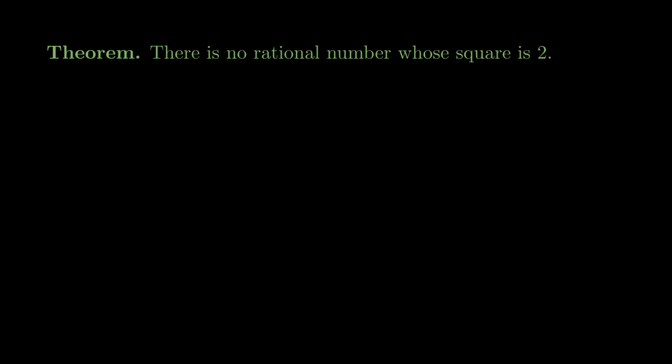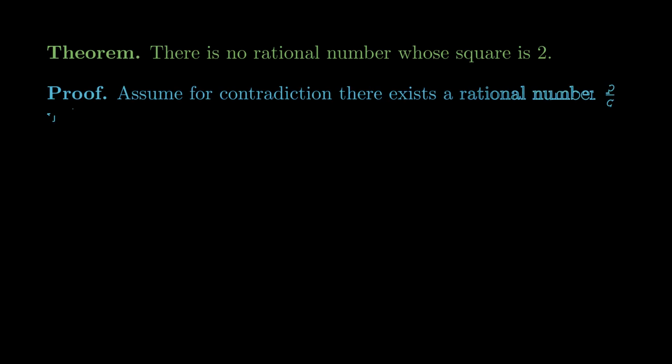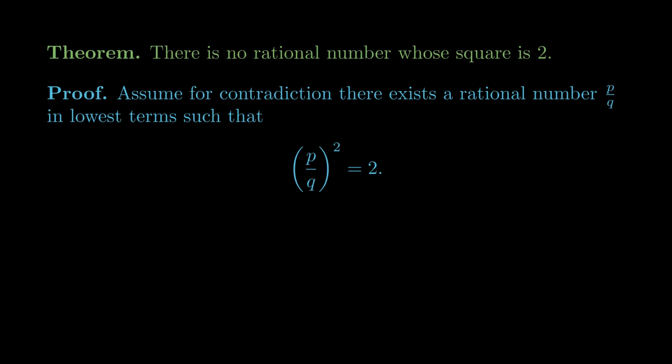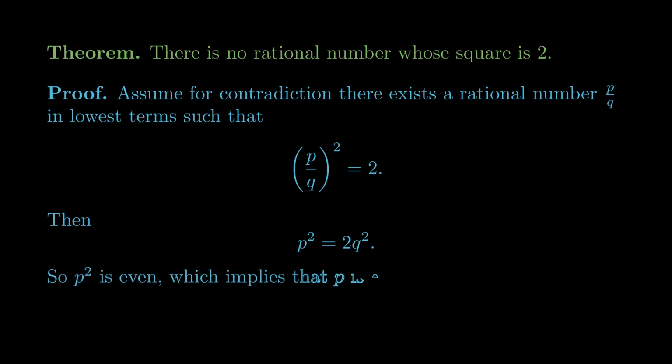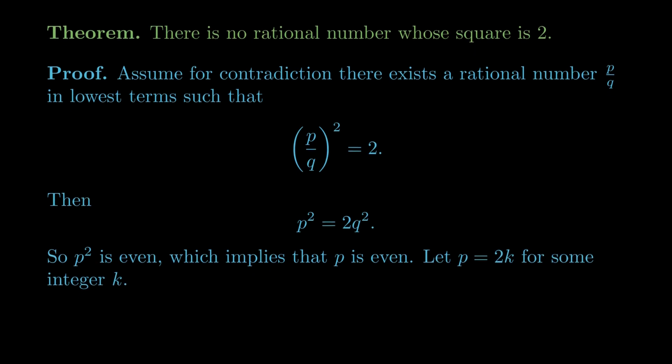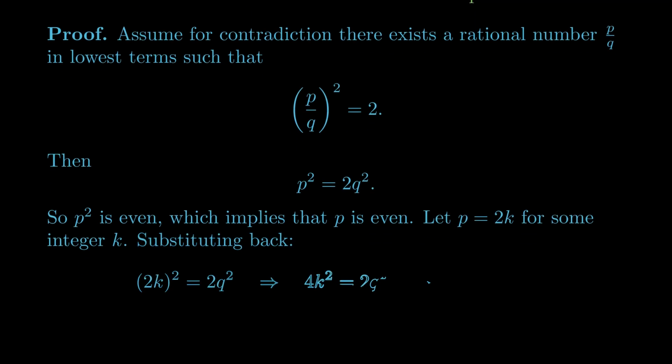Theorem: there's no rational number whose square is 2. Let's prove this. We could assume for a contradiction that there does exist a rational number, say p over q, and we may as well assume it's in lowest terms, such that its square is equal to 2. We can multiply by q squared to get rid of the denominator. Since p squared equals 2q squared, p squared is even. But 2 is a prime, and so p has to also be even, because if p was odd, p squared would be odd. So we can write p equals 2k for an integer k, and subbing that back into the equation, we get 4k squared equals 2q squared.